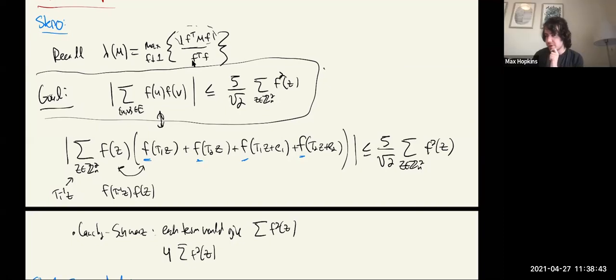Before I move into Fourier analysis and some background, it's a good time to pause. Are there any questions on the setup? So we're just trying to upper bound the Rayleigh quotient, or the definitions we've gone through so far. Okay, if not, then we'll get into Fourier analysis.